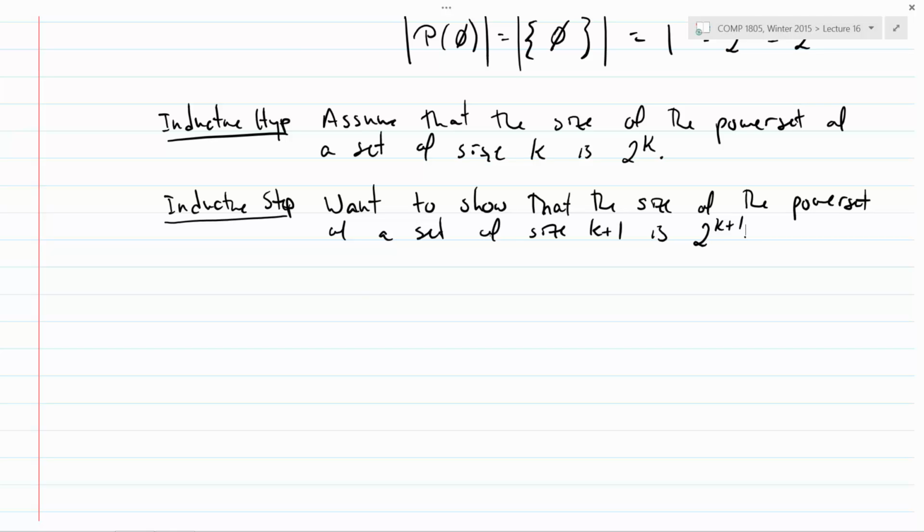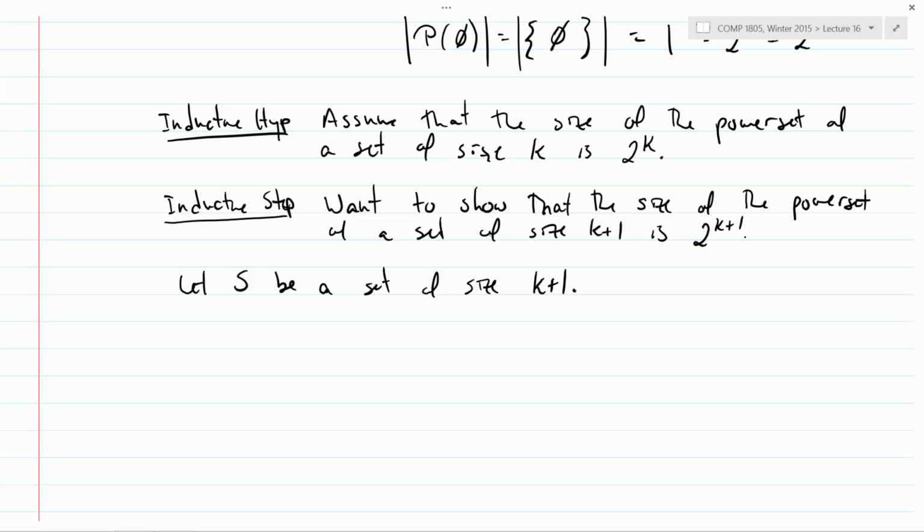So, let S be a set of size k plus 1. If you start this proof by saying let S be a set of size k, the TAs will be very annoyed. So don't do that. Let S be a set of size k plus 1. And now we want to get down to a set of size k. And the reason we want to do that is because we know something about a set of size k, right? We know that its power set has size 2 to the k. But right now I have a set of size k plus 1, so I need to do something to it.